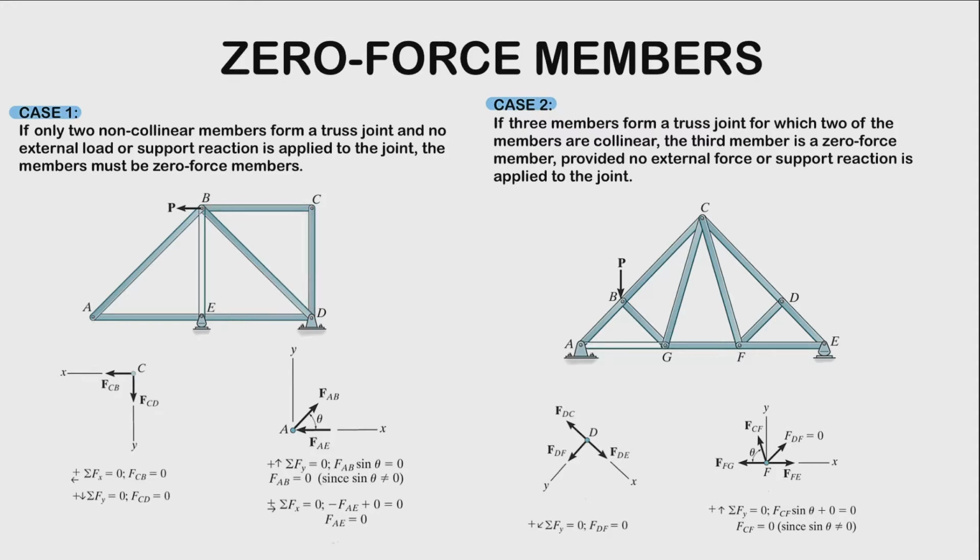Another joint that we could consider is joint C, with another pair of non-collinear members, BC and CD. If we apply our equations of equilibrium at joint C, we'd know that these two members are zero force members.